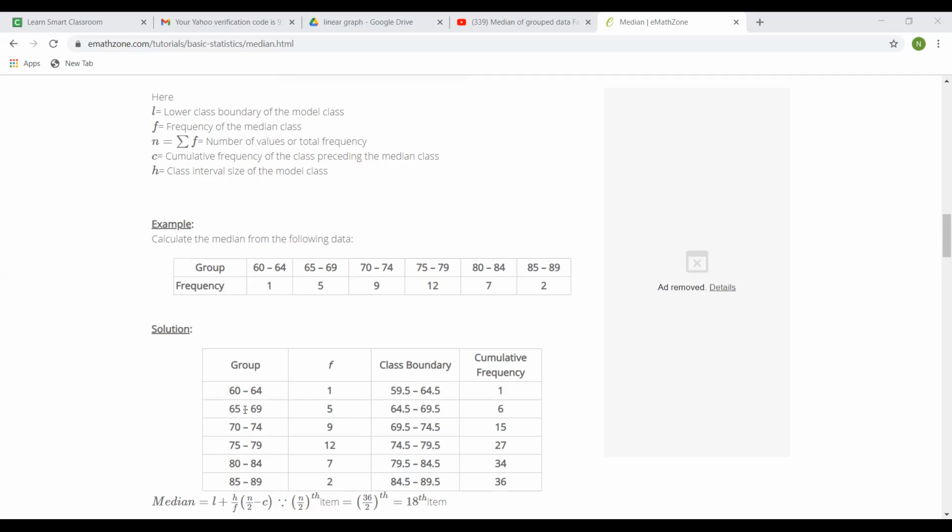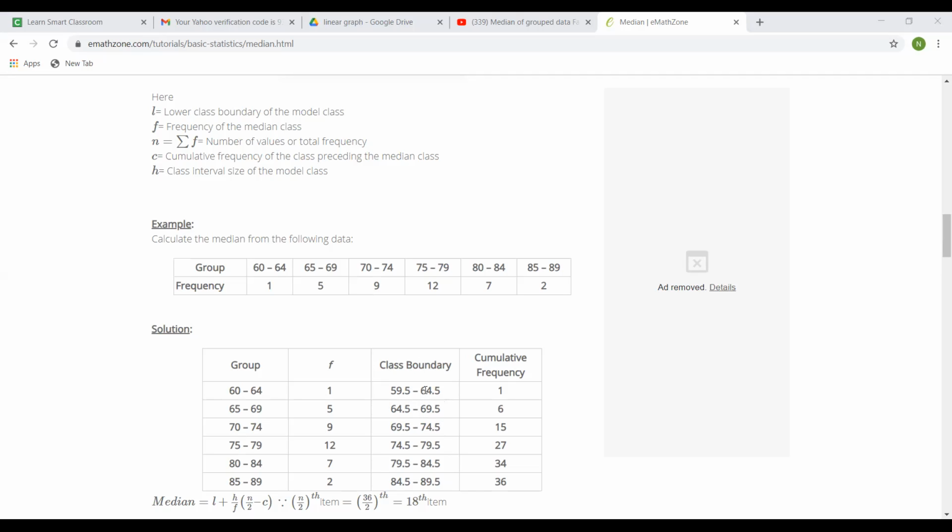If we subtract 0.5 from 65, it becomes 64.5. Similarly, 69.5, 74.5, 79.5, 84.5. They are all obtained by subtracting 0.5 from each lower limit of the classes. Now, the upper limit we can obtain by adding 0.5 to each upper limit. 64 plus 0.5 becomes 64.5, 69.5, 74.5, 79.5. So the class boundaries contain continuous data.